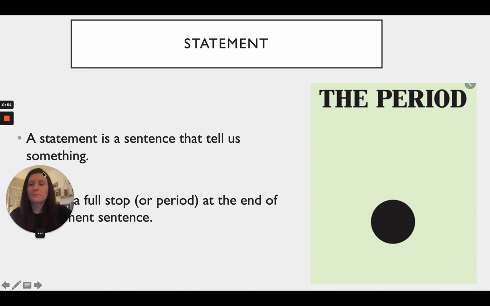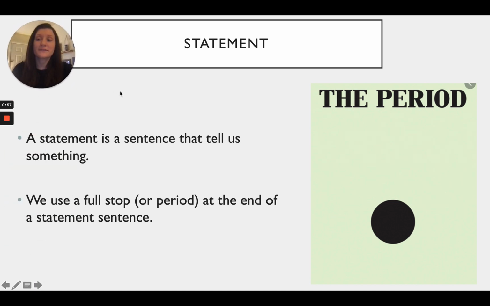All right, so first up, we're going to look at what is a statement sentence. A statement is a sentence that tells us something. So it's stating something. With a statement sentence, we use what is called a full stop or a period. You might see those words interchanged. So full stop is the same thing as a period, as you can see in the picture over here. We just have the period at the end of a statement sentence. So all we're doing is making a statement, so we use a period.